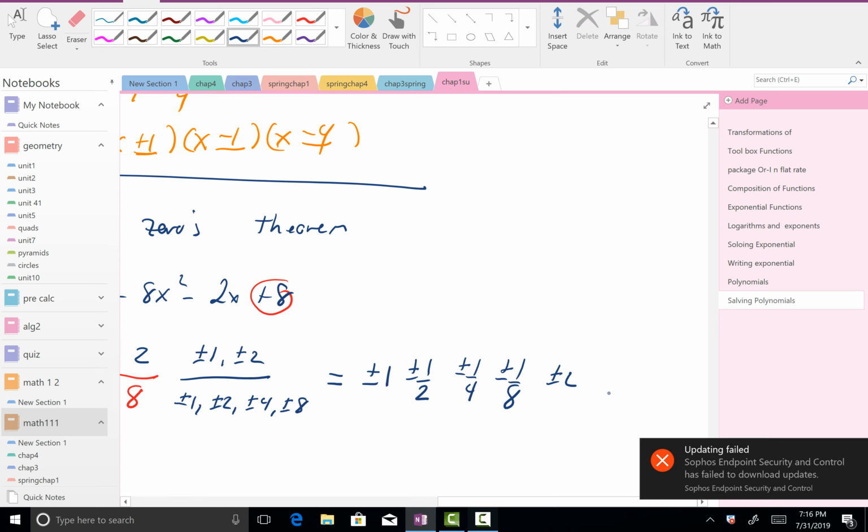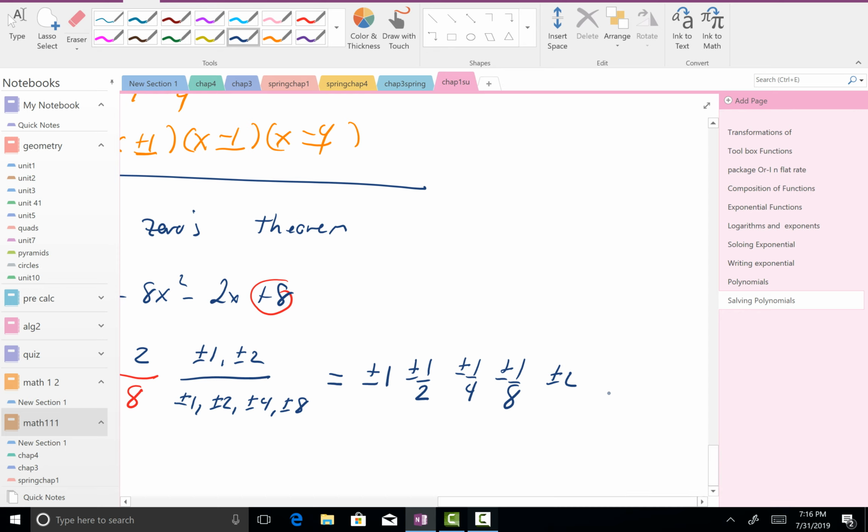Okay? But that's in your book. I'm going to mention it. I'm never going to test you on it. I'm never going to ask you to give me the possible ones. Why would I do that, when you can just graph it and tell me what they are? Okay? But it's been mentioned. It's called the rational zeros theorem. You're not even going to have any questions on it. But I wanted to mention that to you. Whew, we did a lot of stuff there.